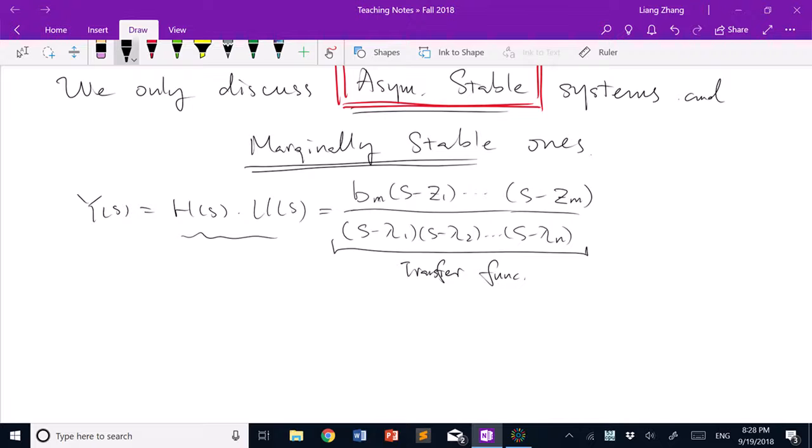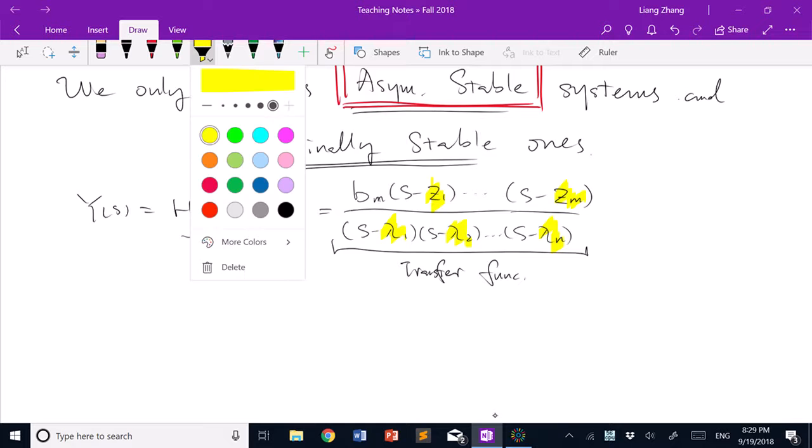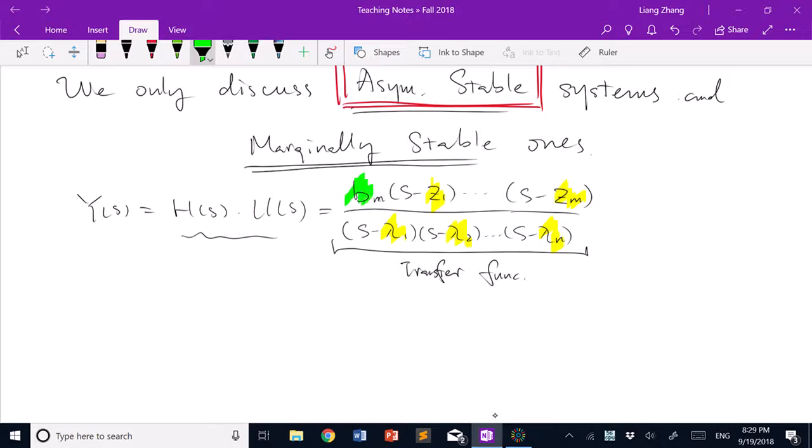In other words, all the lambdas here are still the characteristic roots. And z1, z2, up to zm, are called the zeros of the transfer function. The lambdas are also called the poles of the transfer function. And since there could be a constant or a leading coefficient, usually in the numerator, we have this additional b_m to represent the coefficient of the highest order in the polynomial of the numerator in the transfer function. So this is the transfer function.